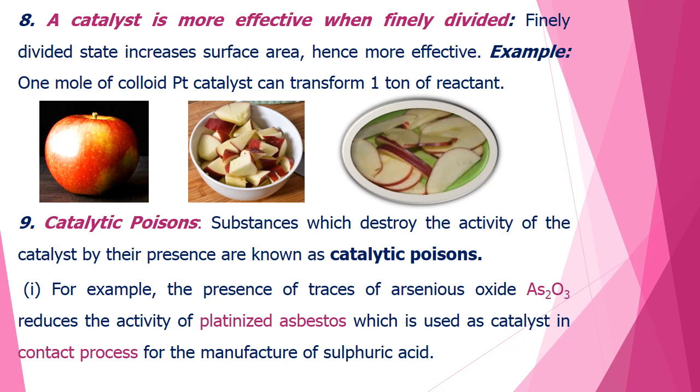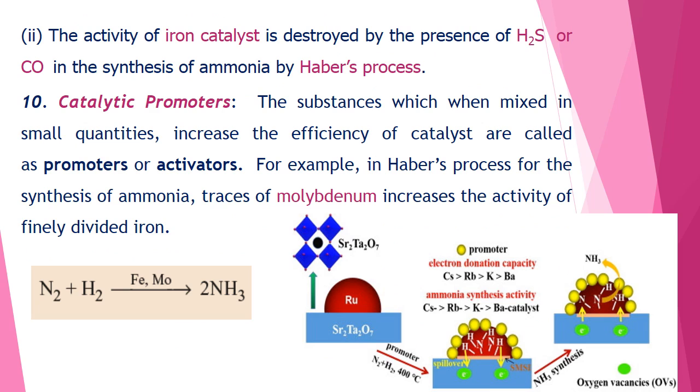Let us see one more example. The activity of the iron catalyst is destroyed by the presence of hydrogen sulfide or carbon monoxide in the synthesis of ammonia, a very famous process, Haber's process.